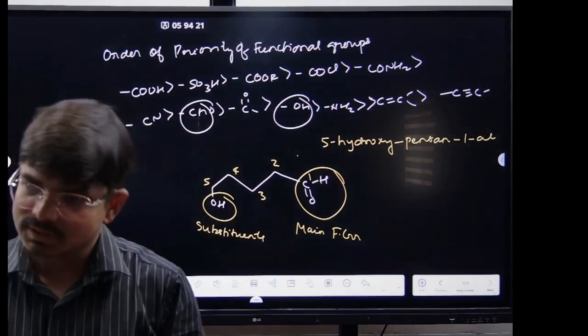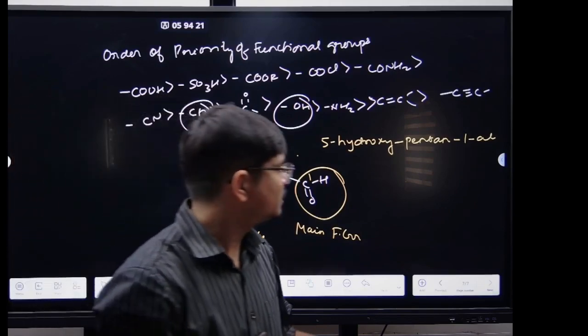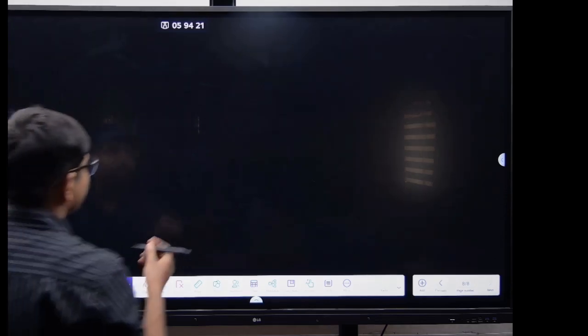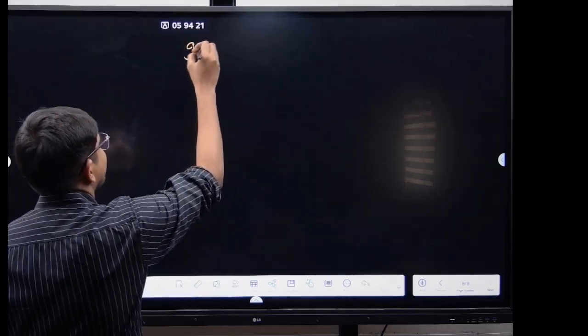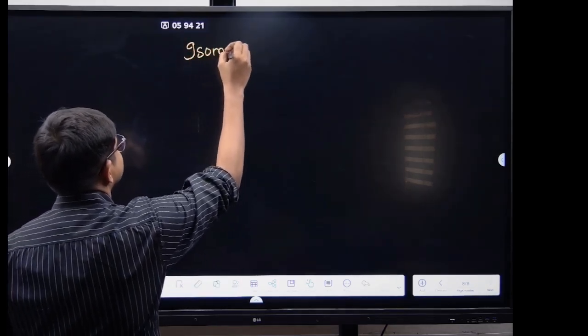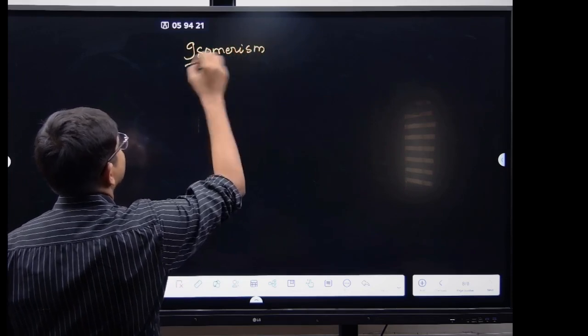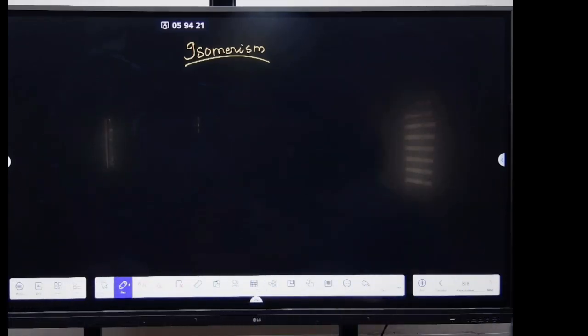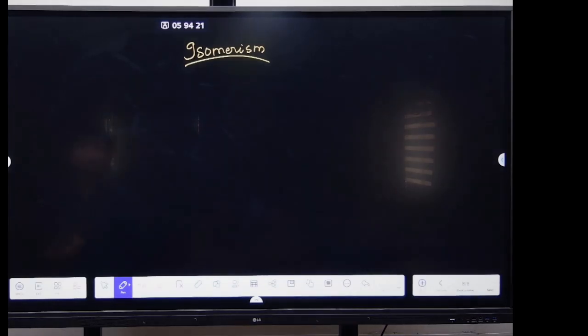Clear? Now see the next one, isomerism. I am talking about isomerism. What do you mean by isomerism? What is iso? Isomers are compounds having the same molecular formula but different physical or chemical properties or both.